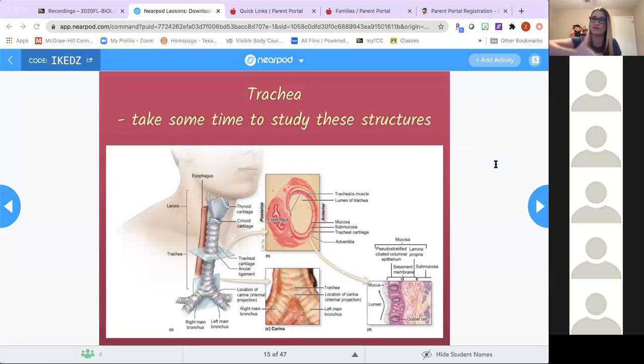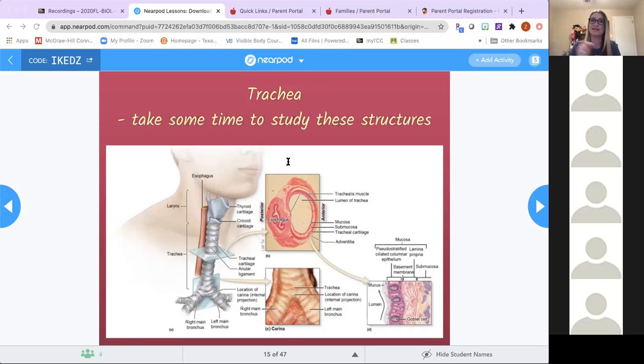They have a letter C shape. The ends of the C are connected by a trachealis muscle on the posterior side. And the trachea ultimately splits into left and right main or primary bronchi. There's going to be one for each lung.